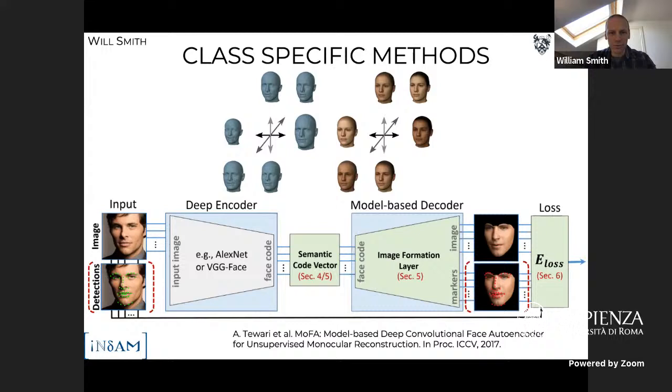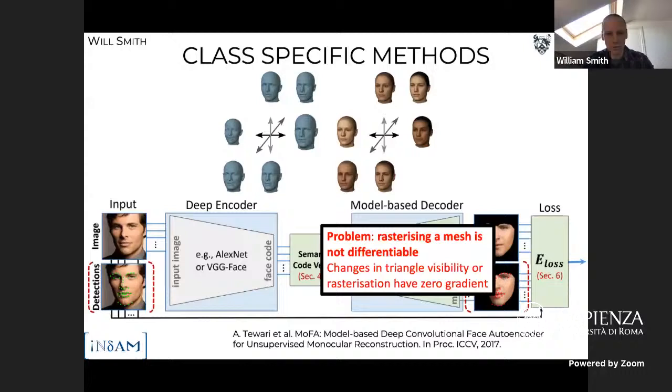But amongst other challenges, one of the fundamental problems is that the rasterization of a mesh is not differentiable. So the rendering is only differentiable up to a change in rasterization. And there are various attempts to overcome this, for example, using soft rasterization. I'm going to describe a different way of dealing with this.